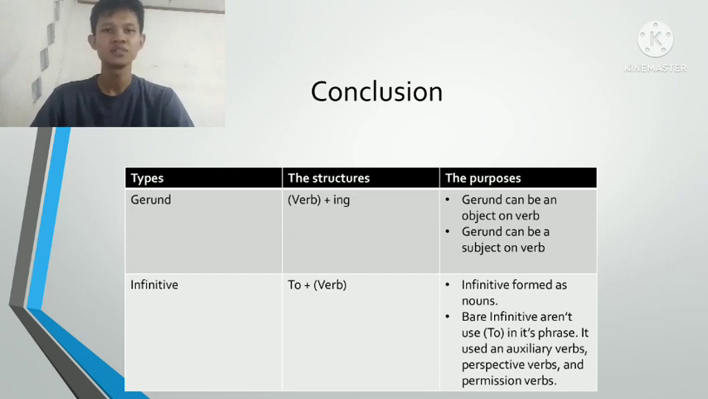Next is the infinitive. We can conclude that the infinitive can also form the verb into a noun, but it has a different structure: the infinitive uses the word to and then puts the verb after it, so it generates the verb form into a noun. Even when the infinitive does not use to, as a bare infinitive, it uses auxiliary verbs, perception verbs, and permission verbs.